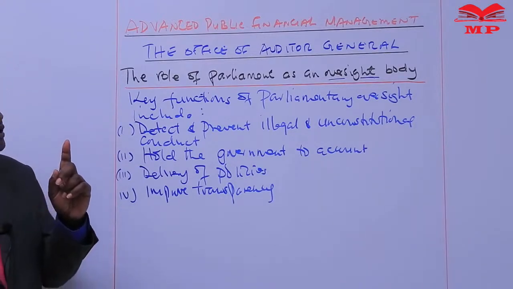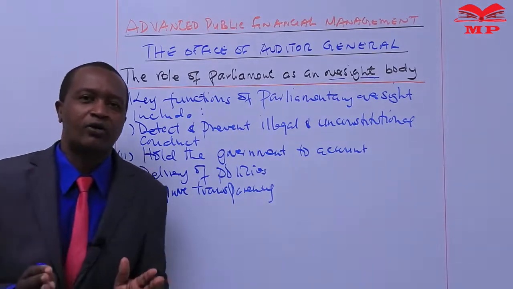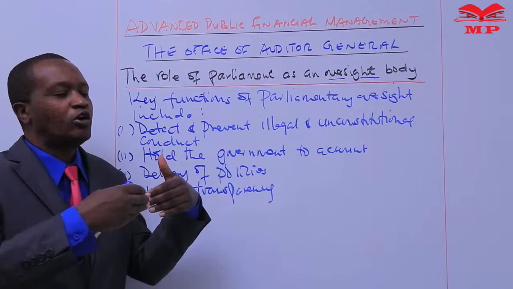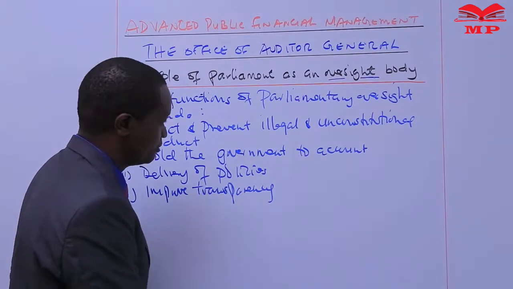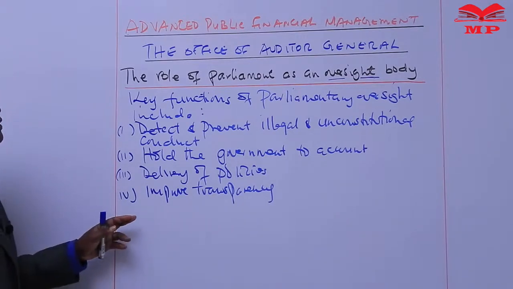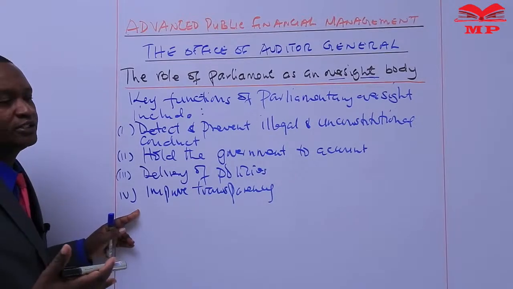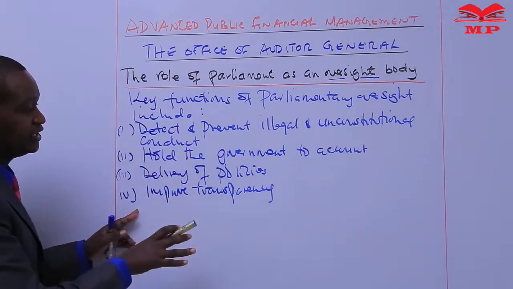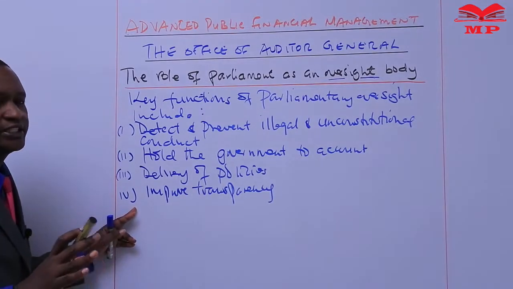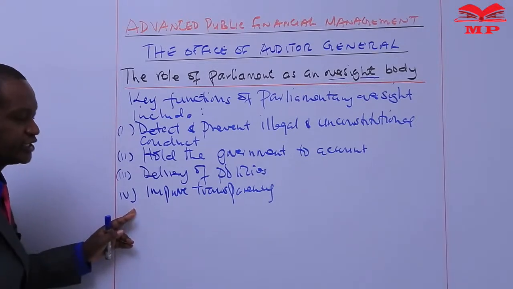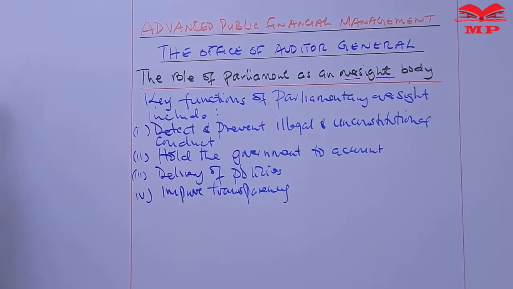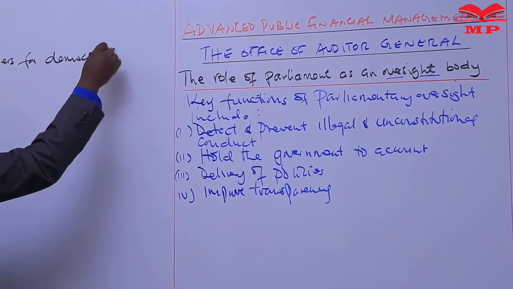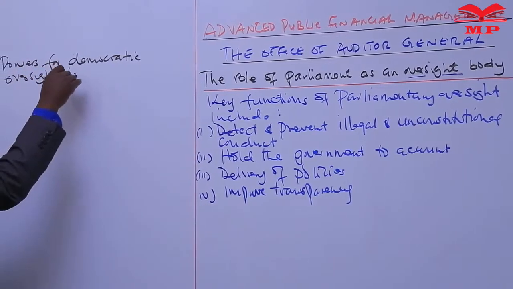And the typical powers, candidates, for democratic oversight may include, because it's important for us to note down the powers that the parliament should have in order to carry out these functions. So we are now going to discuss the powers for democratic oversight by parliament.